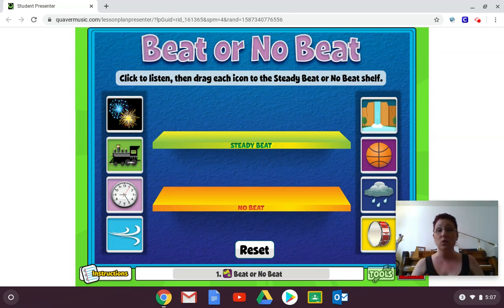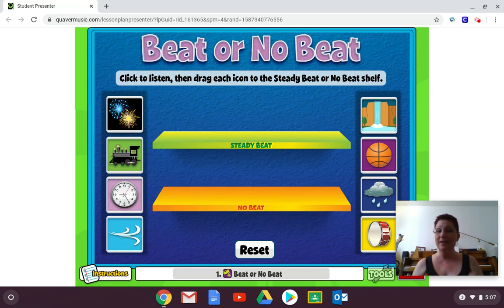It's called beat or no beat. And then there's going to be a part 2 that you're going to send me your comments on to finish your assignment. Now on beat or no beat, if you're looking at the screen with me, we see 4 on the left and 4 on the right. What I will tell you is that there are 2 on each side that have a steady beat, and 2 on each side that do not have a steady beat. We cannot clap to it.